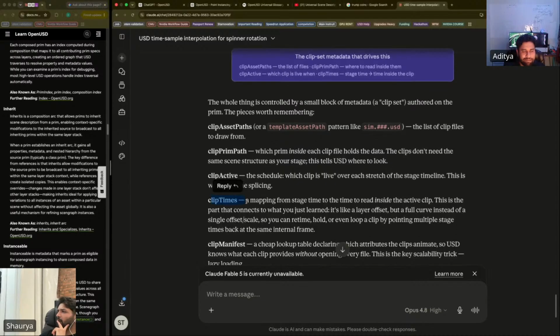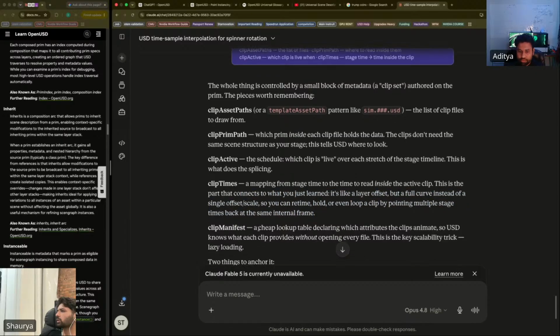And then clip times, a mapping from stage time to the time to read inside the active clip. This is the part that connects to what you just learned. It's like layer offset, but a full curve instead of a single offset scale, so you can retime, hold, or even loop a clip by pointing multiple stage times back at the same internal frame.